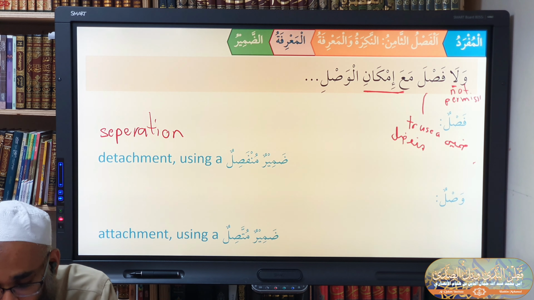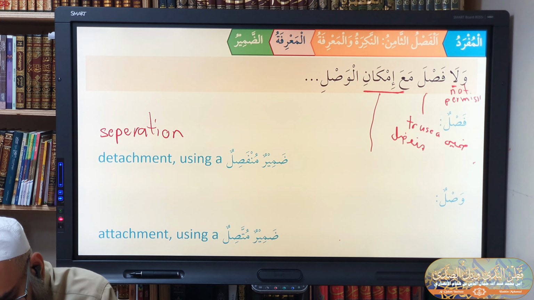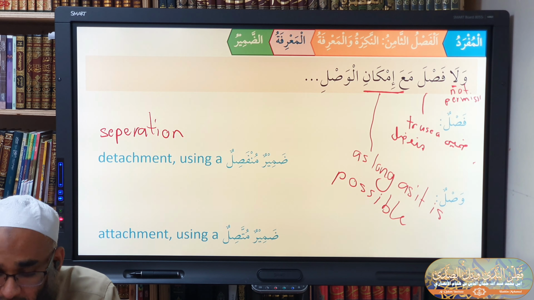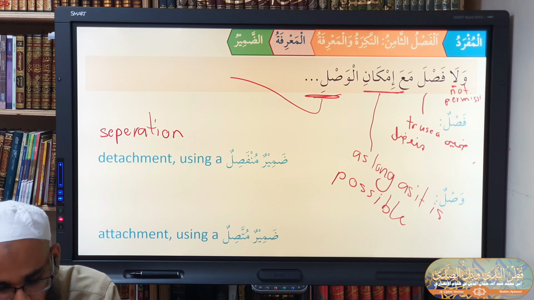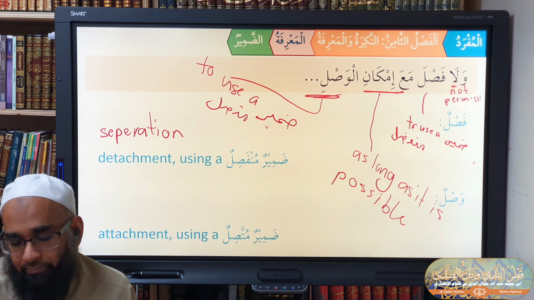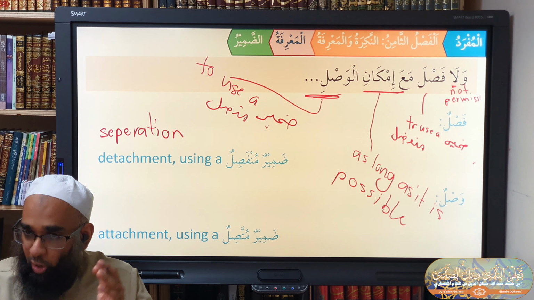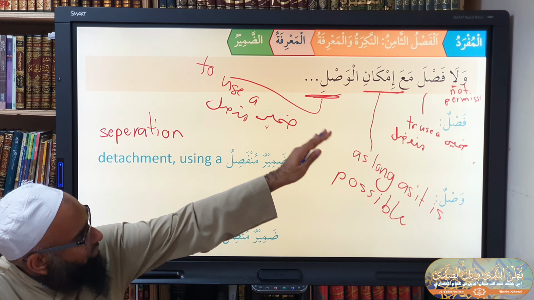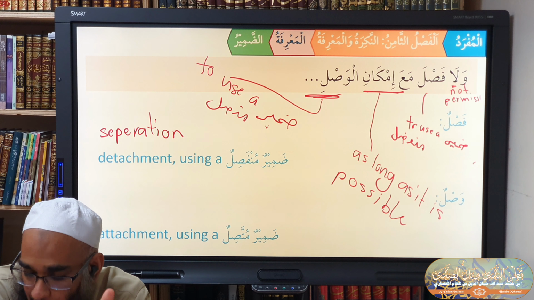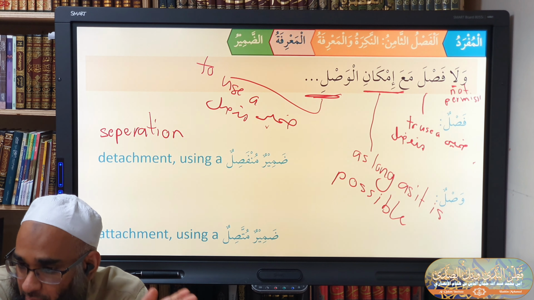Imkan means possibility. So we say, as long as it's possible, al-wasl, to use a dhamir muttasil. We have to add a lot of words to make it easy to understand. So wala fasla ma imkan al-wasl: it is not permissible to use a dhamir munfasil as long as it is possible to use dhamir muttasil.